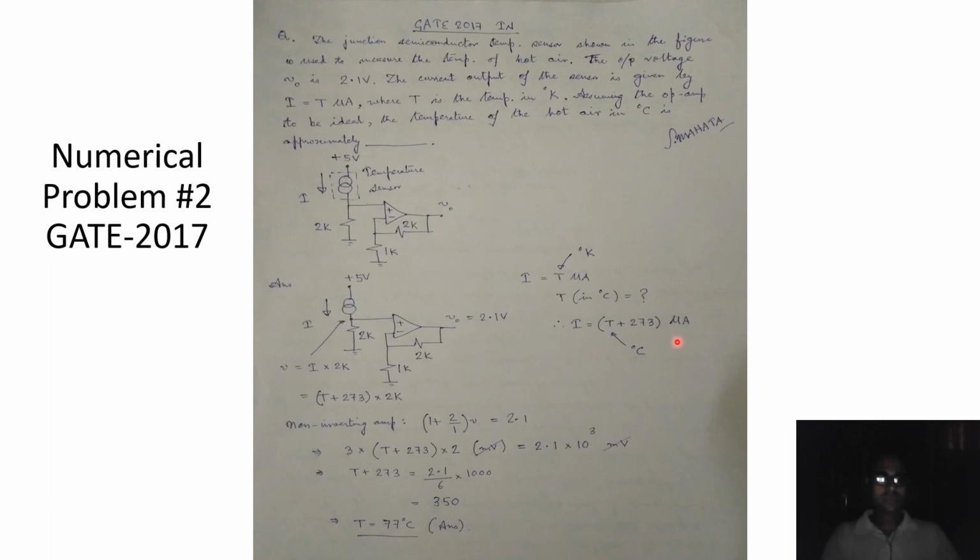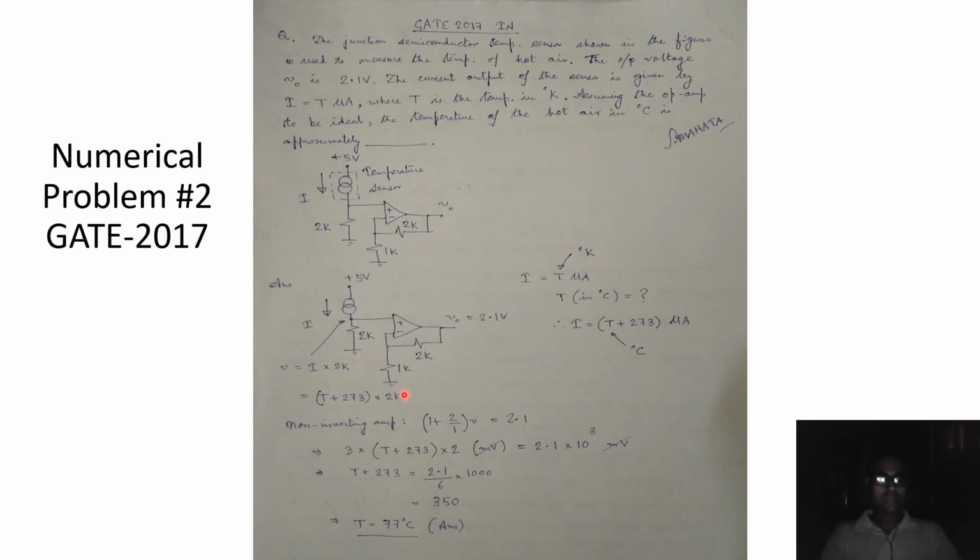So simply substitute this value of I in this expression of v equal to 2 kilo ohms times I, and this leads to (T plus 273) into 2 kilo ohms. Now because this is in microampere and we have the resistance in kilo ohms, this will lead to the value of small v being in millivolt range.